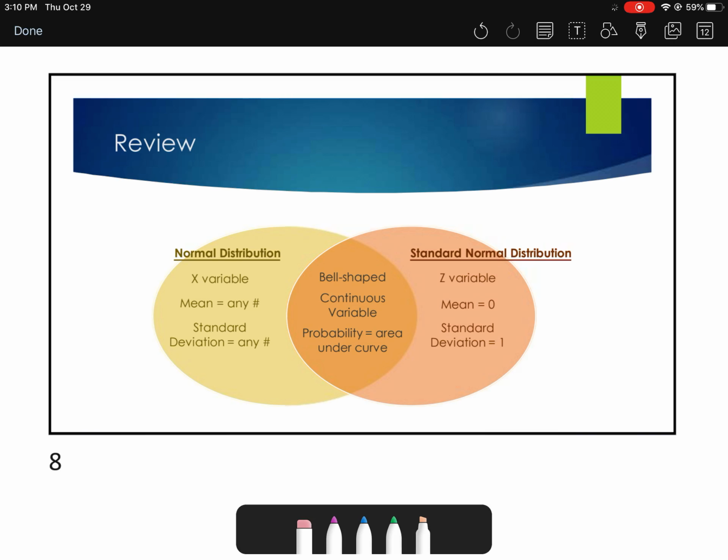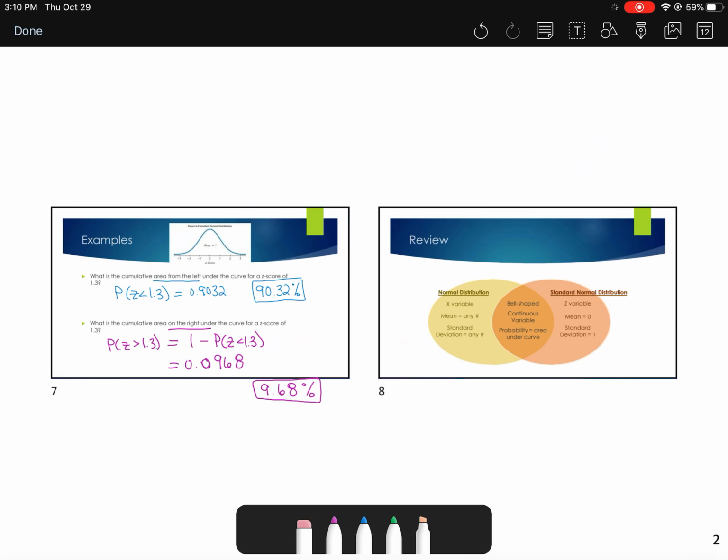And just a review. So, normal distribution, the variable is x. Your mean and standard deviation can be any number. The standard normal distribution, we use a z variable. Our mean is always 0 and our standard deviation is always 1. What they have in common, they're both bell-shaped. Okay, so that means they're symmetric. 50% of the data lies to the left, 50% of your data lies to the right. It's always going to be a continuous variable, and to find the probability, that means we're finding the area under the curve.